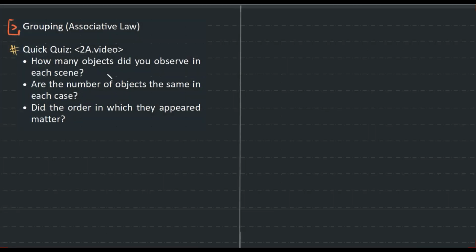So did all the scenes have the same number of objects? Answer is yes. And are the number of objects the same in each case? Yes. Did the order in which they appear matter? No. In the end, all had 10 objects. You guys agree? There were 10 objects.